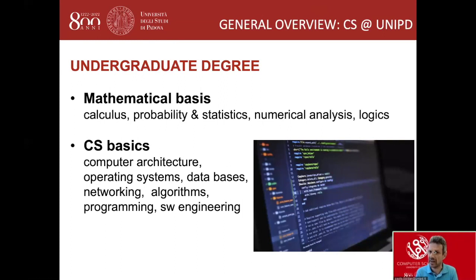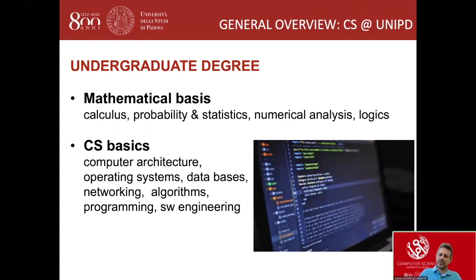So, first of all, this is not the theme of today's presentation, but you probably know that we are also running an undergraduate degree. And computer science is quite a vast discipline. So the aim of the undergraduate degree is to give the very basics on a number of traditional subfields of the discipline: computer architecture, operating systems, databases, networking, algorithms, programming, software engineering, along with the needed mathematical basis. So some calculus, some probability, numerical analysis, logic, and so on. At the end of your undergraduate degree, you have a bachelor and you can get a job.